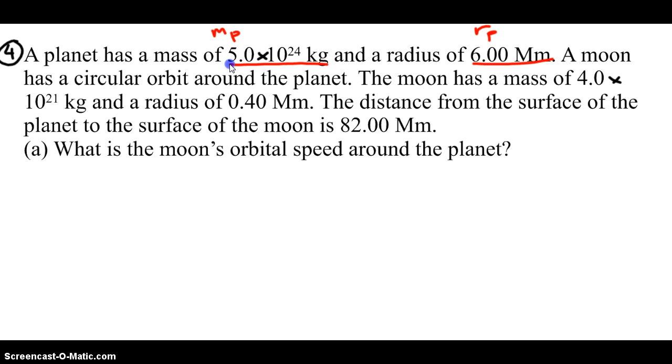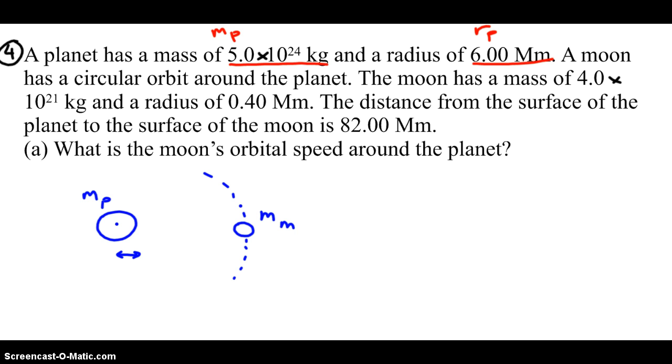A moon has a circular orbit around the planet. I'm going to give the drawing to you, but let me show you what it will look like. The moon is what circles. Right? We've been given the radius of the planet. There's the mass of the planet. We've been given the mass of the moon. And the moon goes around in a circle.